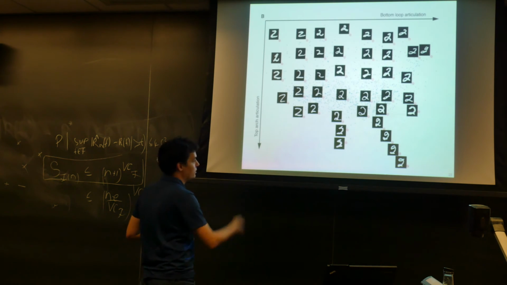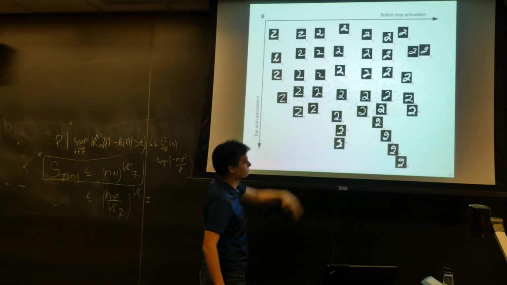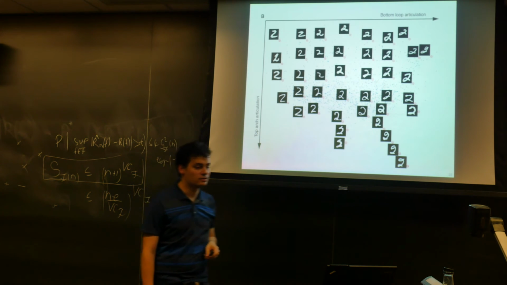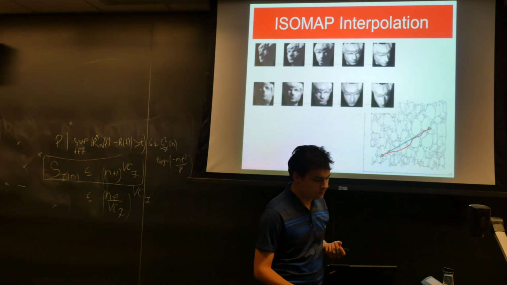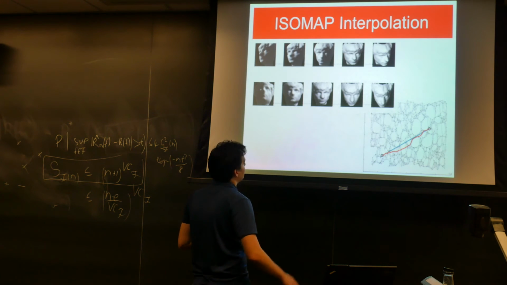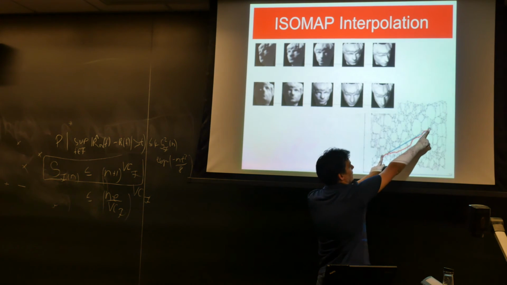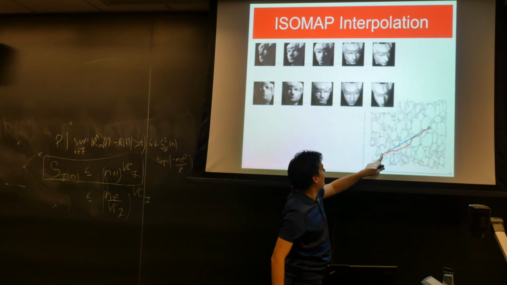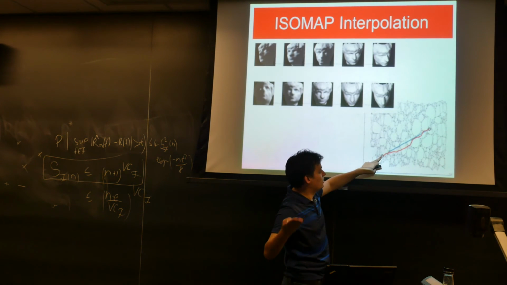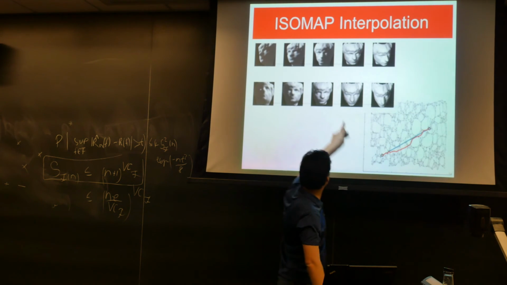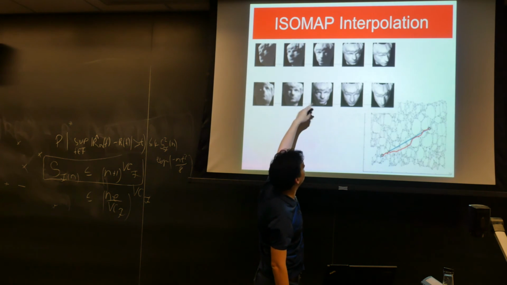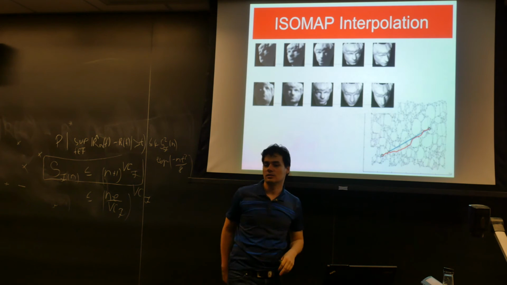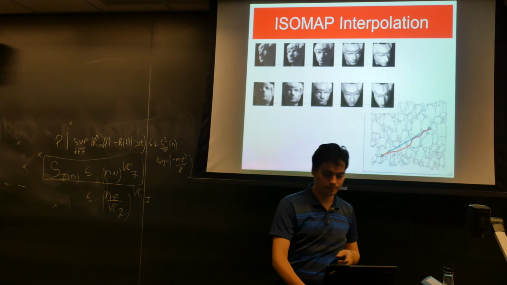You can do the same thing with images of digits, and this is one result. You can do this for interpolation as well. For example, you select two points in your data set, and then using this graph, k-nearest neighbor graph or epsilon graph, you want to go from this point to that point, and you can show those images that you go through. Ideally you will see some smooth transition from one image to another image.